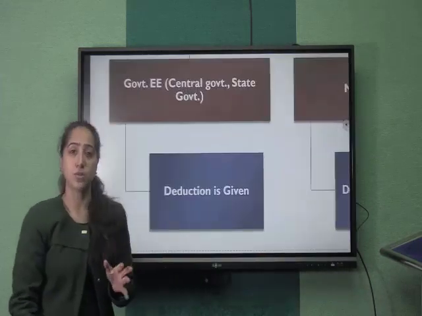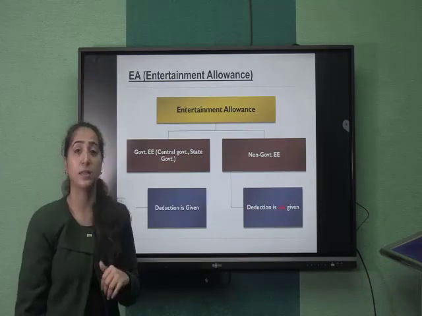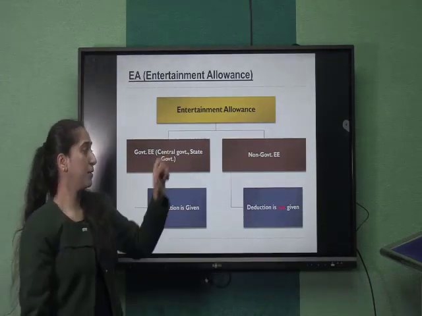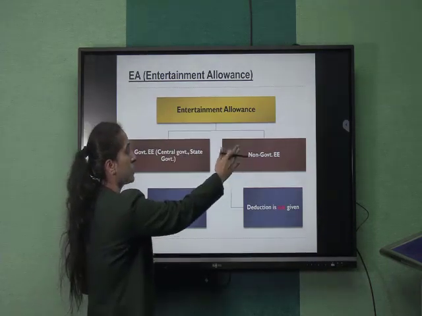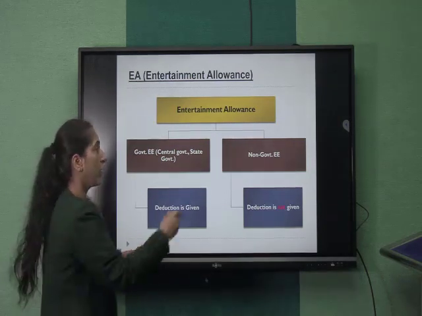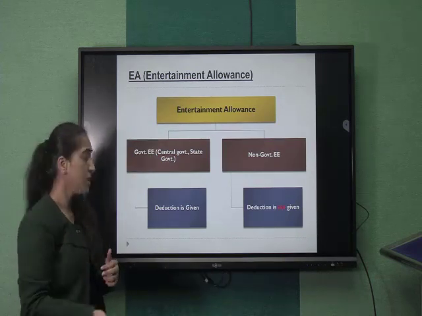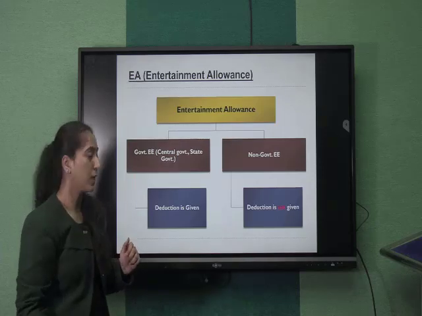Now we are done with house rent allowance. Let us have a look at another partially taxable allowance, which is entertainment allowance. Here it is very clear that entertainment allowance is not given to a non-government employee. If you are a non-government employee, you are not going to get entertainment allowance. But if you are a government employee, central or state, then some deduction is given, that is, from the total amount, some amount can be exempted.